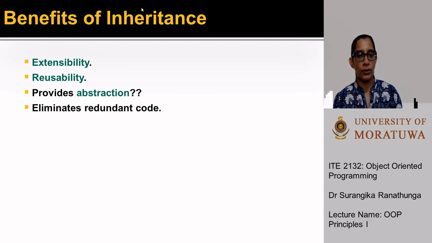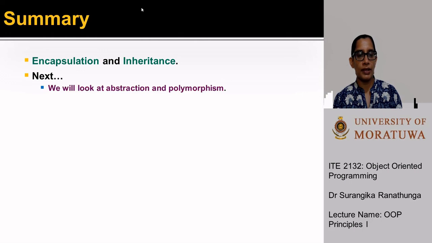And as I told you, abstraction and polymorphism depend on the concept of inheritance, which we will be discussing in the next lecture. So in summary, in this lecture, we looked at two object-oriented principles, encapsulation and inheritance. And in the next lecture, we look at abstraction and polymorphism.